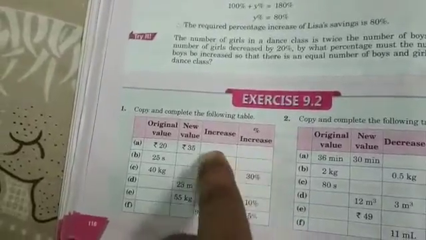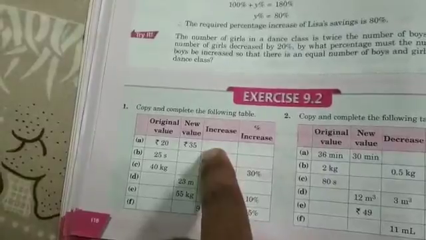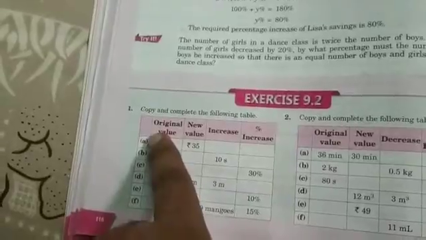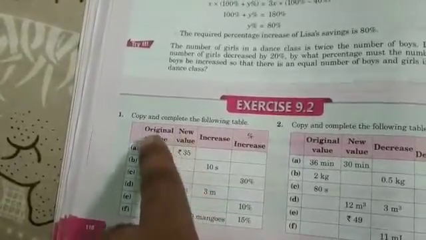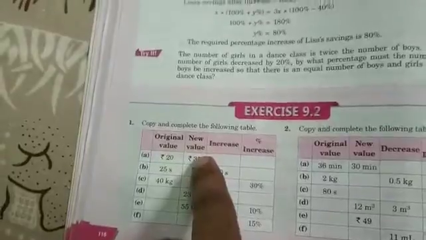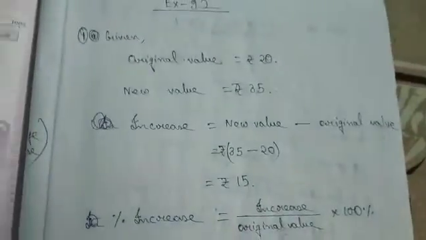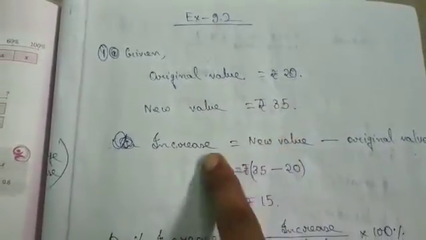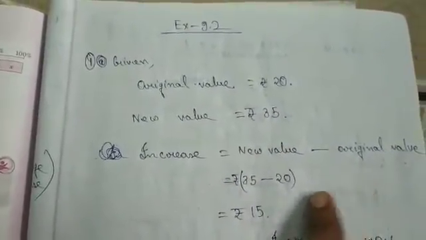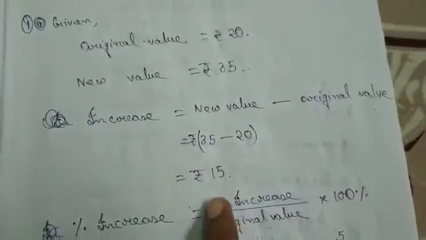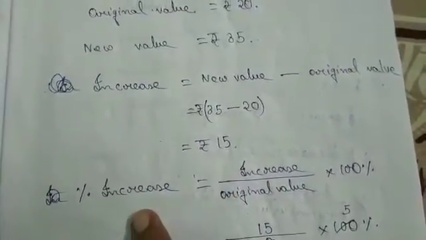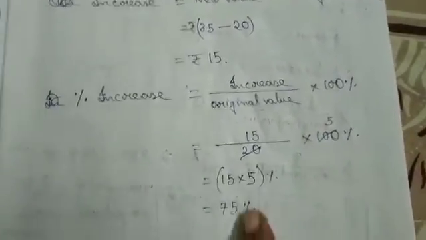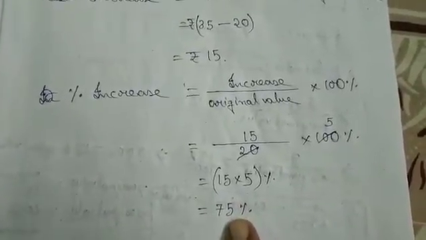To find the increase, all we have to do is subtract the original value from the new value. Original value is 20, new value is 35, and increase is new value minus original value. So 35 minus 20 gives us 15. Increase percent equals increase by original value into 100%. After cancellation, it gives us 75%.